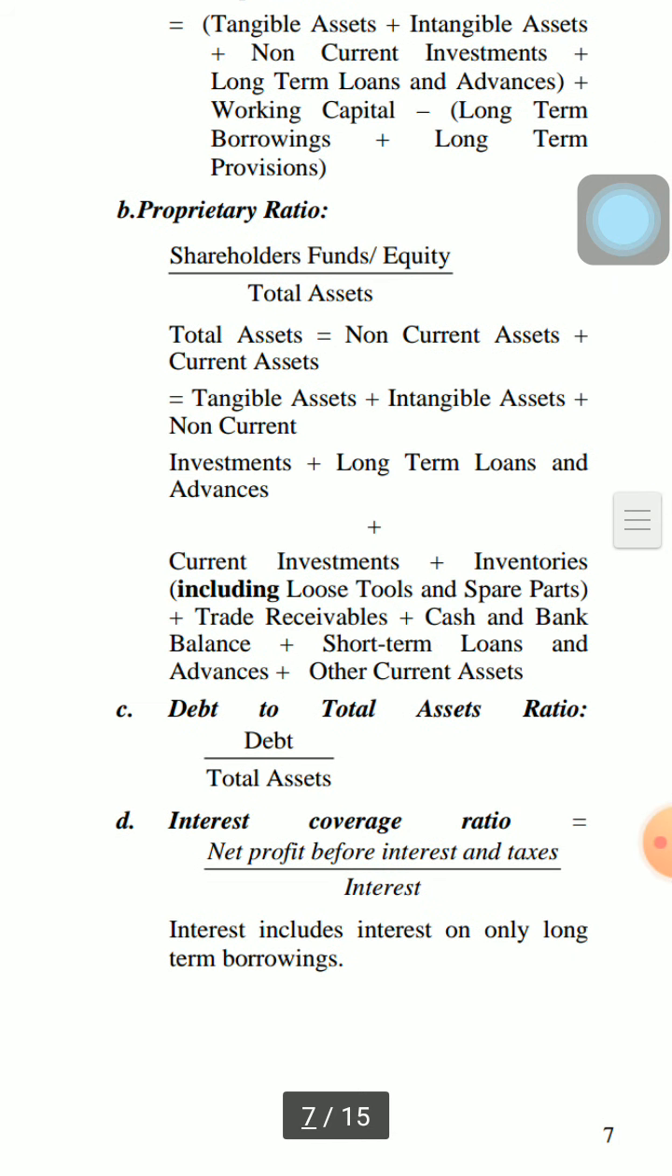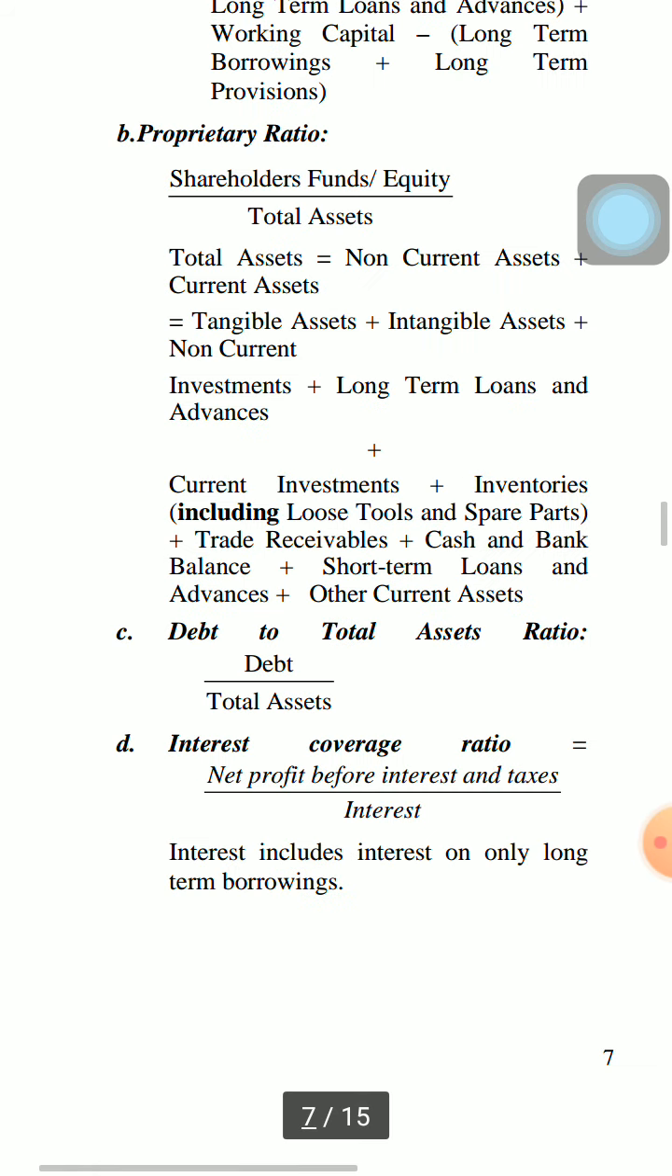So proprietary ratio is shareholders' funds, that is equity, by total assets. It represents, with respect to total assets which have been financed, how much has been financed by shareholders' equity. Suppose the total assets is 10 lakh and shareholders' fund is 8 lakh. That means 2 lakh of the assets have been financed by debt capital. So here you can easily understand, if total assets are financed by the shareholders' fund, then it is not as good.